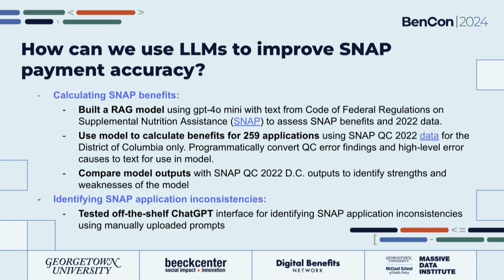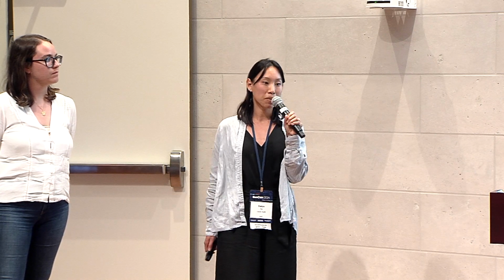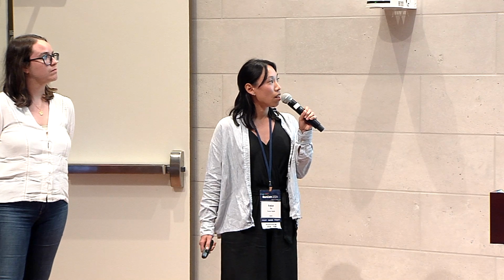And then separately, to see if we can use LLMs to identify SNAP application inconsistencies, we tested the off-the-shelf ChatGPT interface to see if there was anything it could possibly do that people can just easily grab today. And so this video is a demo of us doing just that.